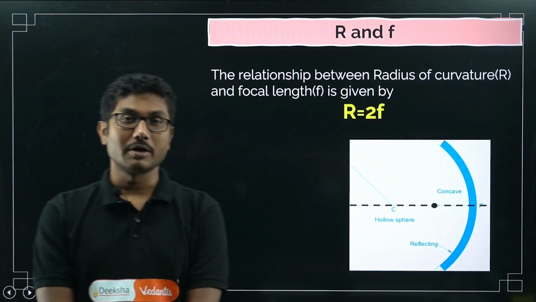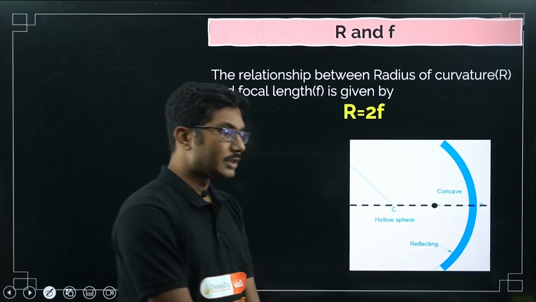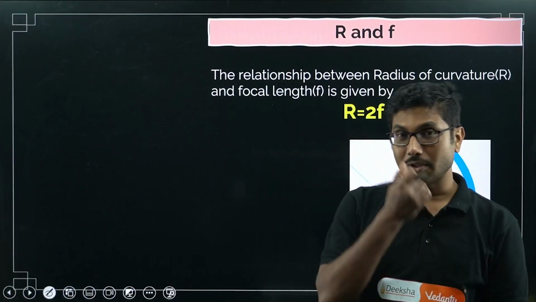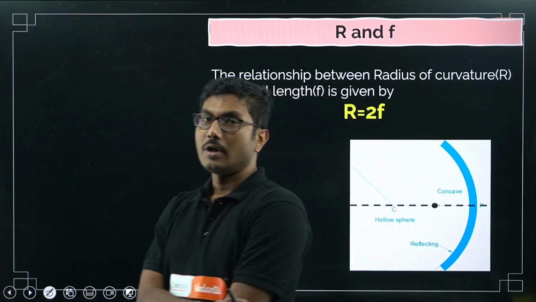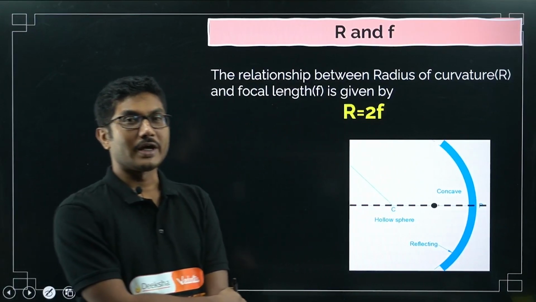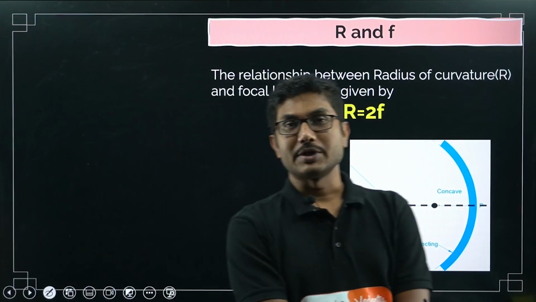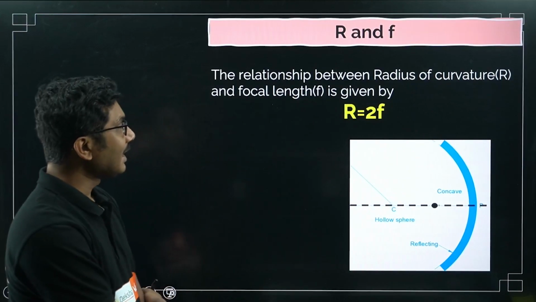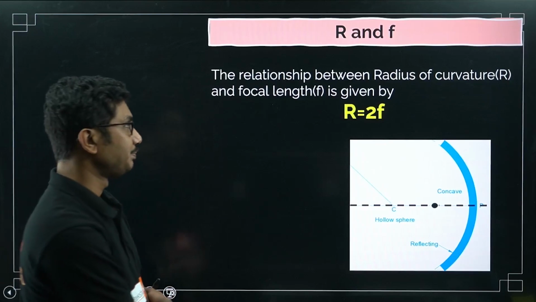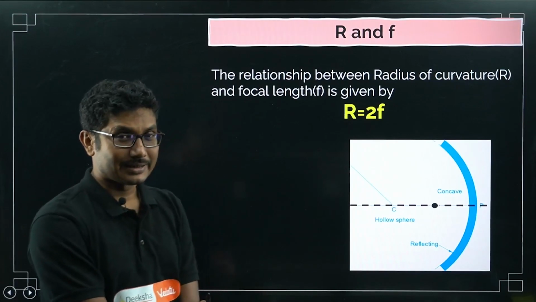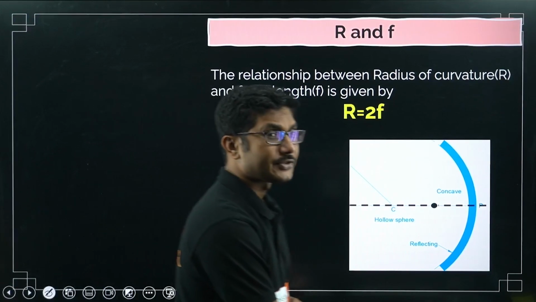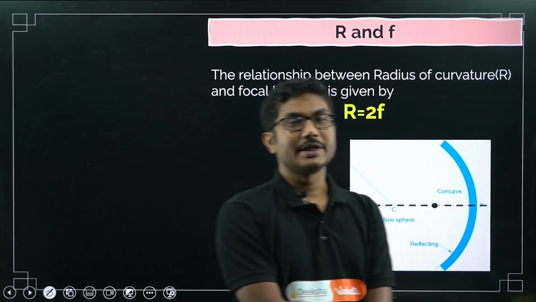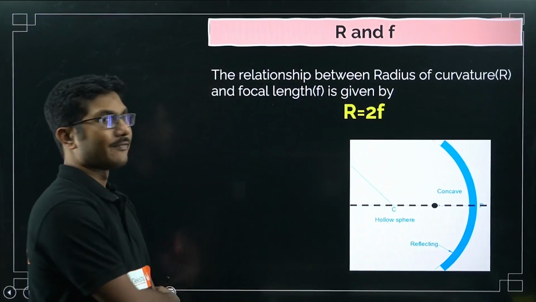You have this proof in your PU classes, or in your class 12th, for those who will study in CBSE in class 12, or those who will study in PU board or state board. They will find it in their class 12th ray optics chapter. The derivation is there. In that you will see that radius equals 2f. So that is the relationship between radius of curvature and focal length. So radius is basically 2f.